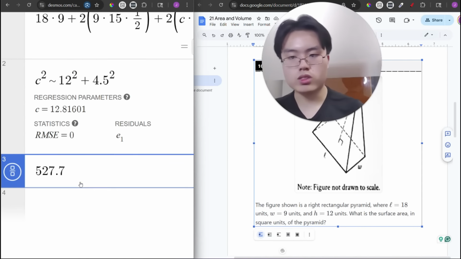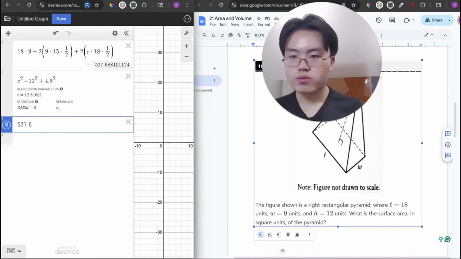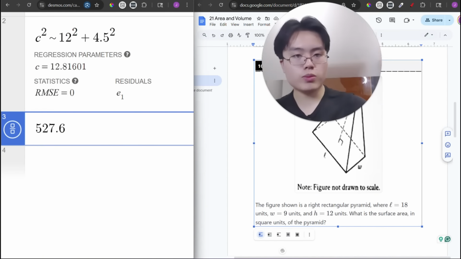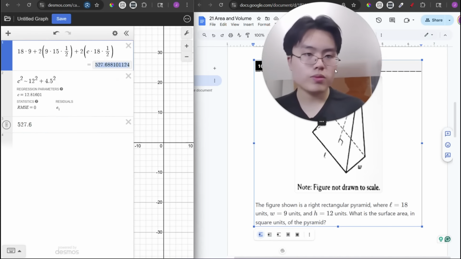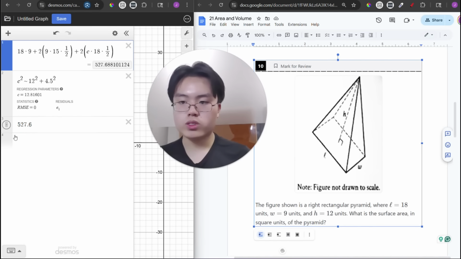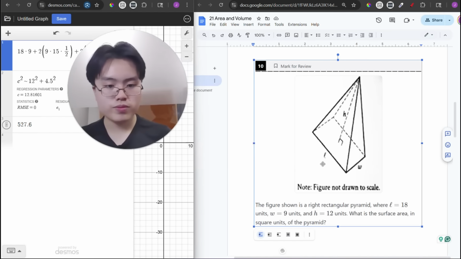You can round this last digit if you want to. It'll accept both ways. It won't even let you type anymore after you type in 5, so you just keep on typing until you can't type anymore, and then it'll accept that answer. So the answer for this one was 527.6 or 527.7, depending on if you rounded it or not.